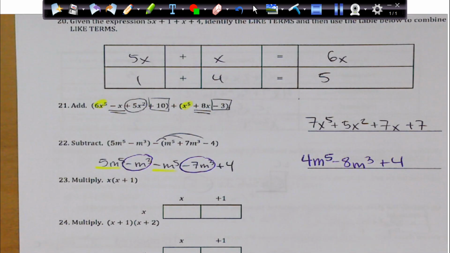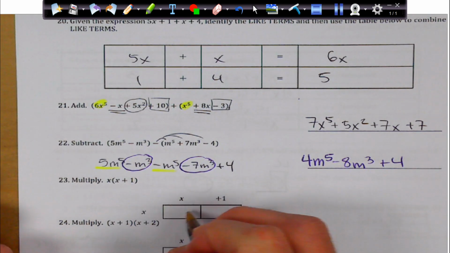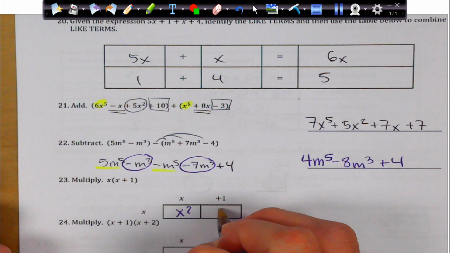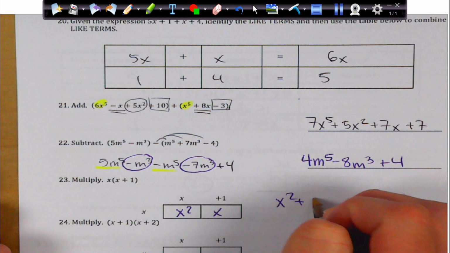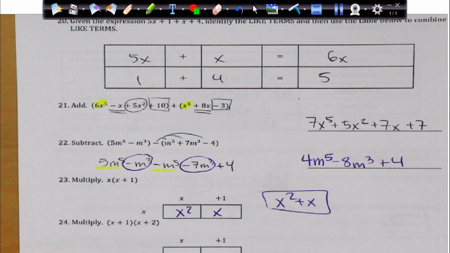Now we get to some simple multiplication boxes. That's going to be x times x, which is x squared, and just x, so our answer is x squared plus x. No like terms to combine.